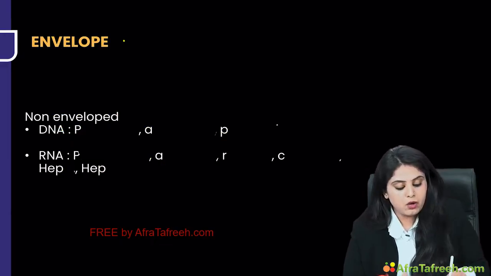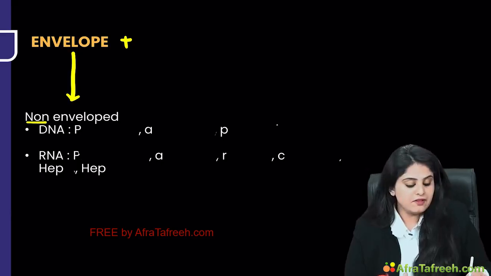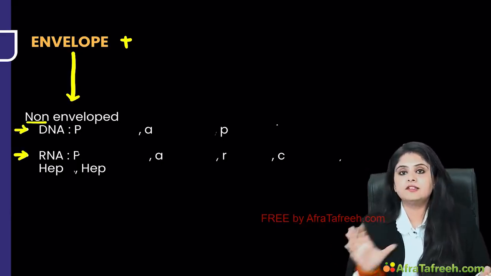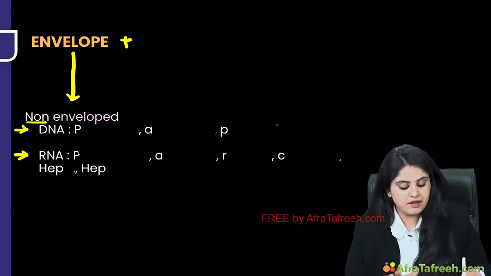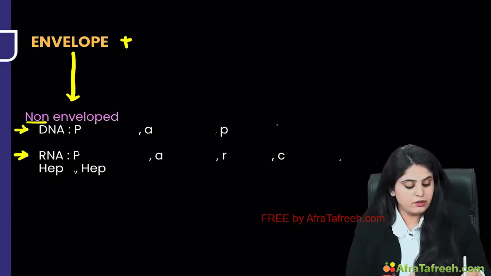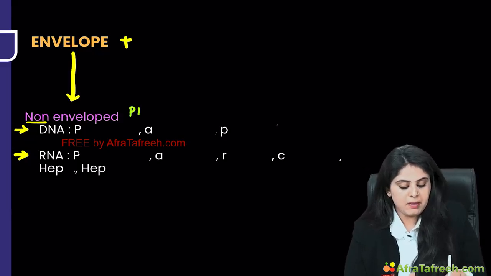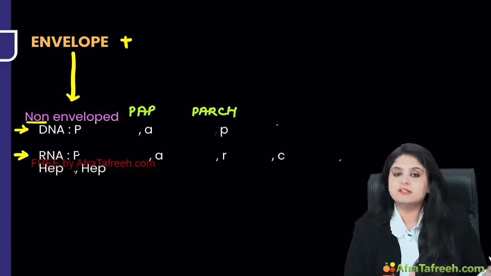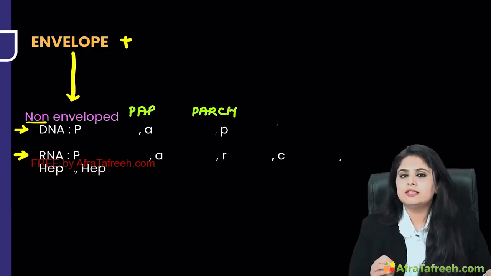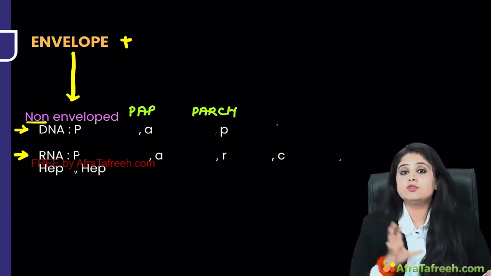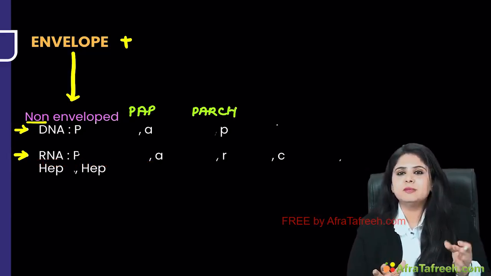So most of them are going to contain the envelope. However, which are the ones which are non-enveloped? I have divided them into a list of DNA viruses and RNA viruses. The DNA and RNA viruses that are non-enveloped, and you are going to learn it by the mnemonic PAP and PARCH. What is PAP and PARCH? So remember, PAP is the mnemonic for DNA viruses and PARCH is the mnemonic for RNA viruses. Let's complete them. Right now, you've not done the classification, so you might not know what the different P's are. But for now just memorize, and give me 5 more minutes and I'll do the classification also with you. What is PAP and PARCH?